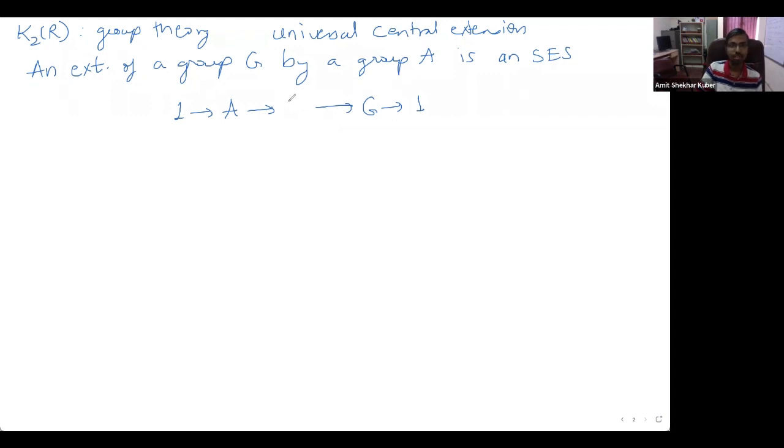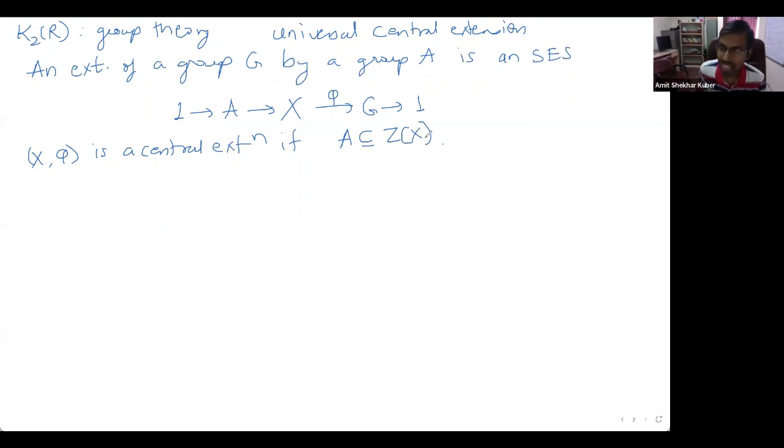Yes, thanks. So you put an X in between. If you can put this, then this is called an extension. Such an extension is central. X is a central extension. Usually we also care about this map, so X comma phi is a central extension if A is contained inside the center of the group X. That's why it's a central extension.